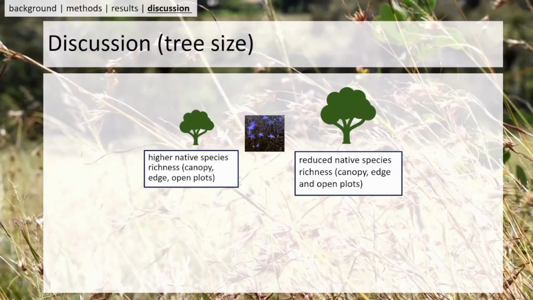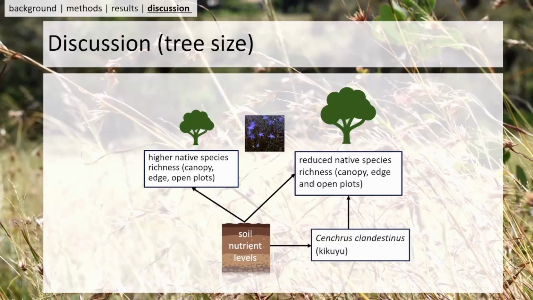I found a lower native species richness beneath larger trees, and this could potentially be associated with the higher soil nutrient levels that I found beneath these trees. It could have also been more of an indirect effect, that these higher soil nutrient levels may have benefited Kikuyu, which is also a relatively competitive species, and therefore it might have been harder for native species to coexist under these conditions.